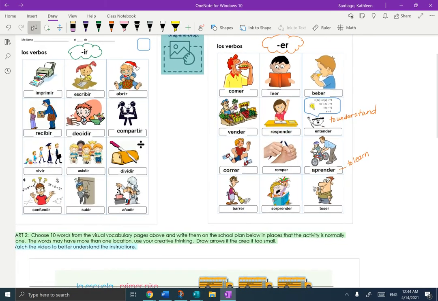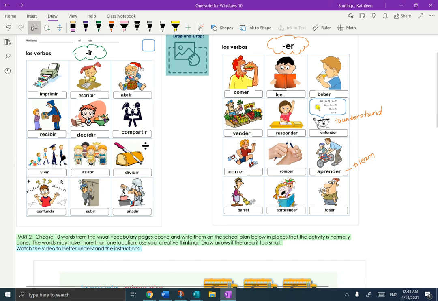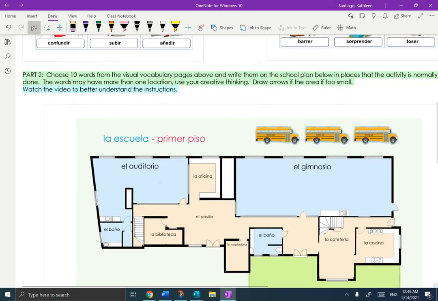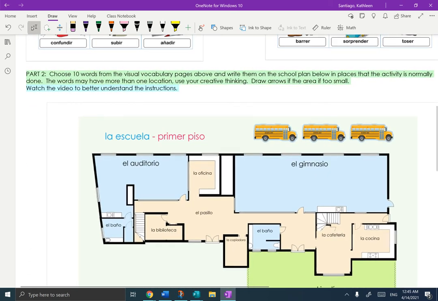Okay, now let's look at the second half of the work today in OneNote. Part 2, use or choose 10 words from the visual vocabulary pages above and write them on the school plan below in the places that the activity is normally done. The word may have more than one location, but you only have to write it in one. So use your creative thinking. Draw arrows if the area is too small. Watch the video to better understand the instructions. That's what I'm doing right now, is giving you better instructions.